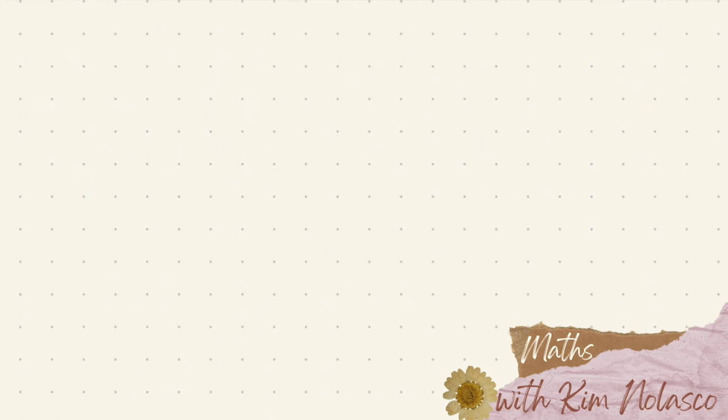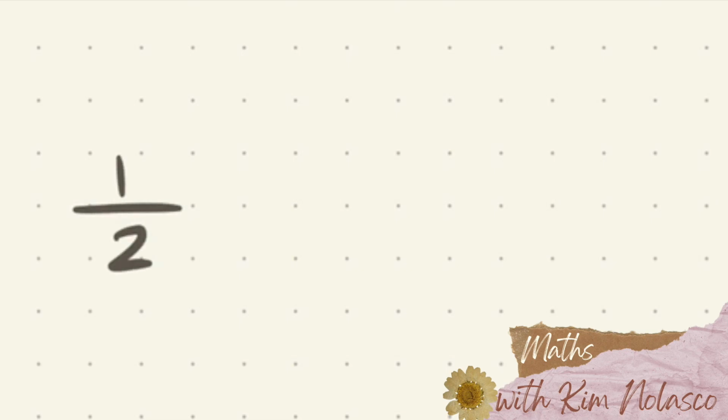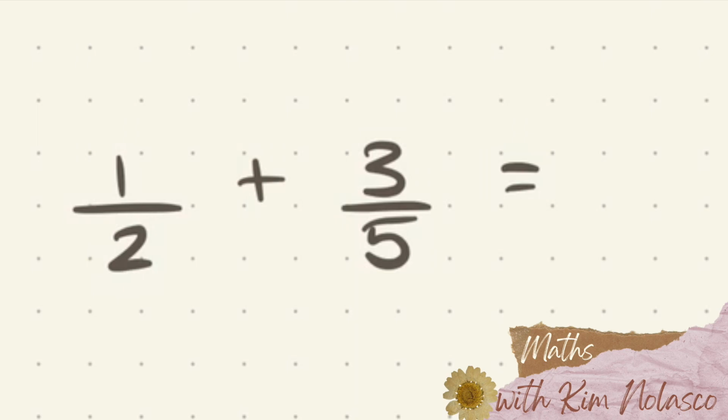So let's try another question. I have 1/2 add 3/5, and we're going to do the same method as we did before. So we need to think to ourselves, what can I multiply these two bottom numbers by to make them the same? So we can times the 2 by 5, we have to make sure to do it on the top, and we can times the 5 by 2.